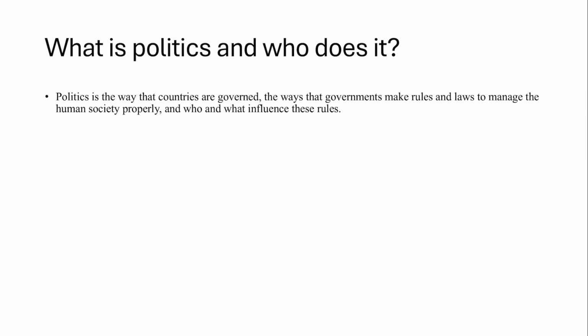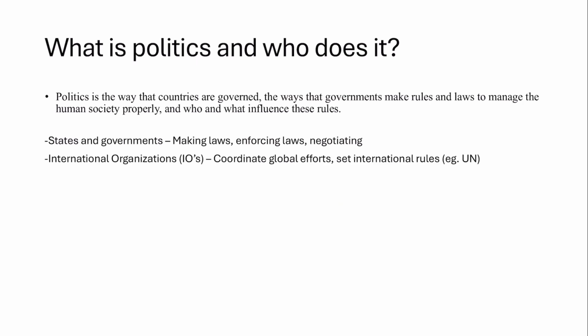So the first one on my list, I think this is fairly obvious, but it's states and governments. They do this by making laws, enforcing laws, and negotiating with other states and governments, coming up with agreements and contracts and resolutions for any conflict that's happening. The next one is international organizations, or IOs, and they coordinate global efforts and set international rules, for example, the United Nations or the UN, and how they have international law which applies to everyone.